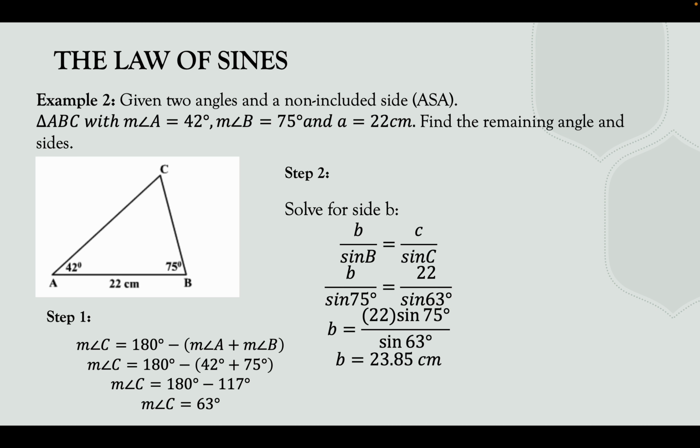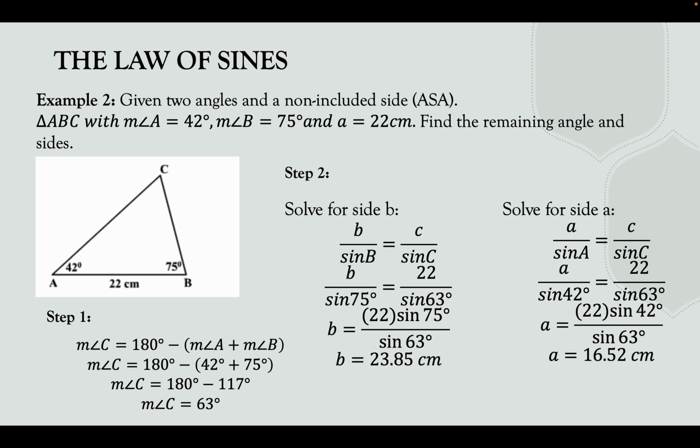Then the last remaining side is side A. For side A, we will use A over sine A equals C over sine C. So we substitute the given. We have A over sine 42, since angle A is 42 degrees, equals 22 over sine 63, since angle C is 63 degrees. Cross multiply and divide both sides by sine 63. We have A equals 22 times sine 42 degrees over sine 63 degrees. You input that in your scientific calculator, you will have the answer 16.52 centimeters.